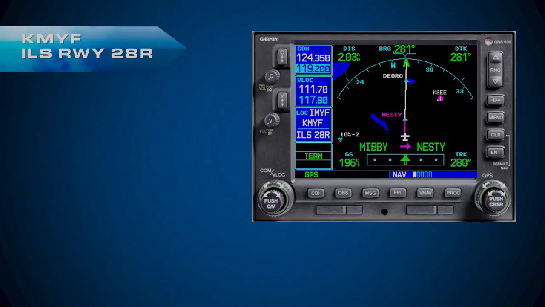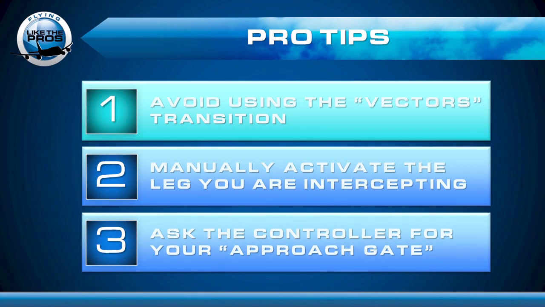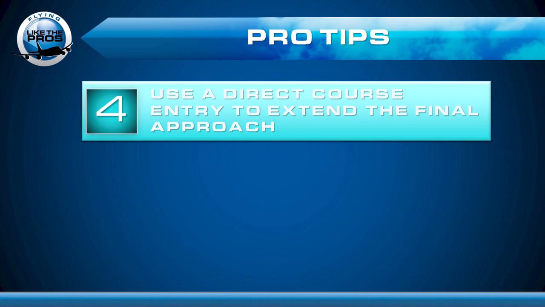Well said. So, pro tip number 1 is avoid using the vectors transition as much as you can. And pro tip number 2 is manually activate that leg you're intercepting. Tip number 3 is if you don't know where the controller is vectoring you onto the approach course, ask them. And tip number 4 is use a direct course entry if you need to extend the final approach.